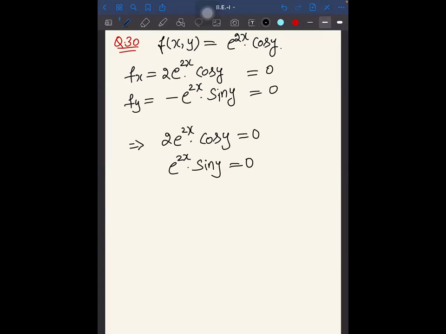Why? Can we add and square them? No, even then you cannot find it. Let me tell you how. First of all, just solve this equation. For any value of x, e^(2x) cannot be 0. So your e^(2x) is always non-zero, which means your sin y has to be 0. Once sin y is 0, that means your y is n pi.